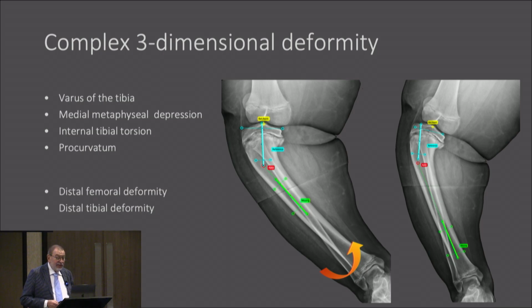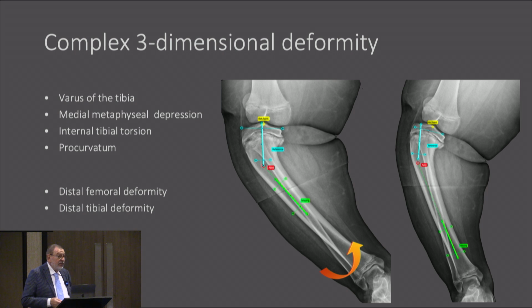Also, it's a very complicated 3-dimensional deformity. There is a varus of the tibia, there is medial plateau depression in some of them, there is internal torsion, there is procurvatum. It can be complicated by additional deformities, like distal femoral deformity, which can be in different directions depending on whether the patient is infantile or adolescent, or a distal tibial deformity. Some seem to be compensatory deformities. Some, it's difficult to understand where they come from.